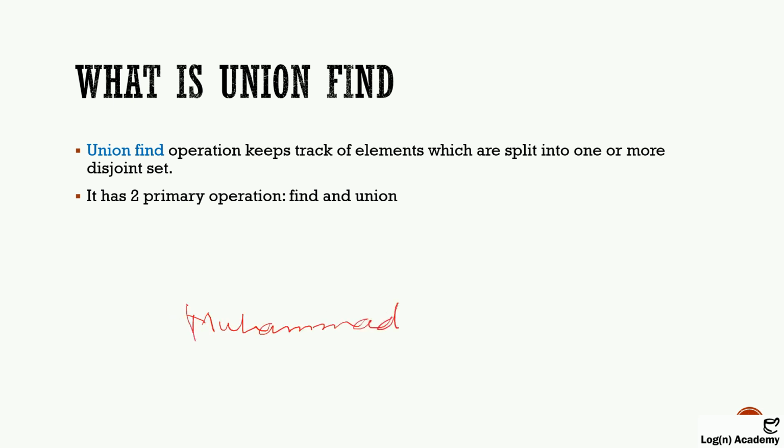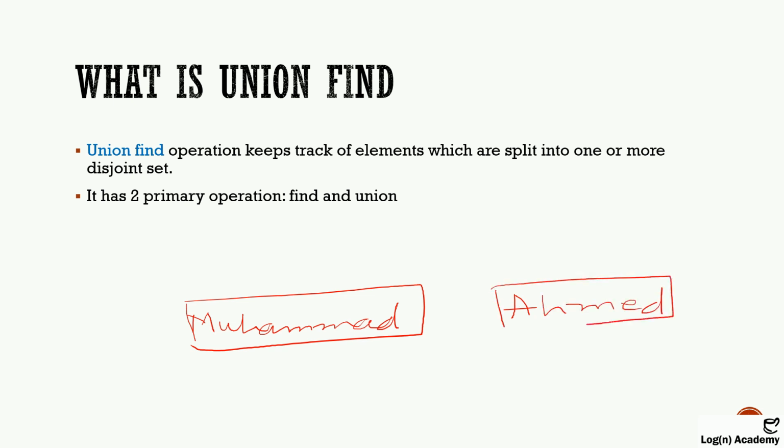And second was with the name Ahmed. So these were from different families. You remember we said these two guys are from different families, and so Muhammad is in set one, right, and Ahmed is in set two. So these are sets containing only single elements, right?